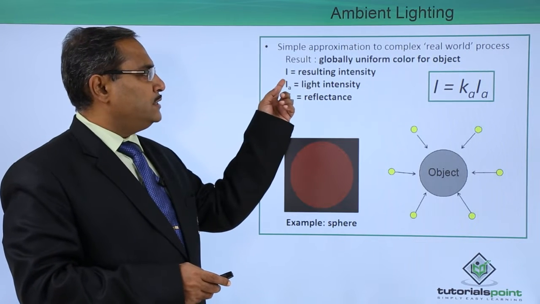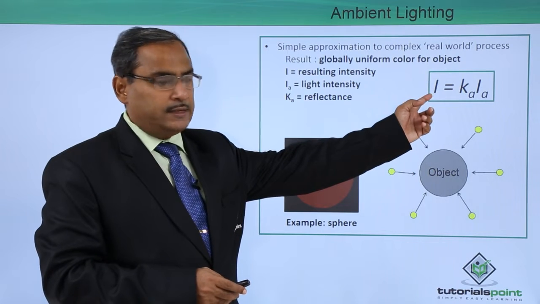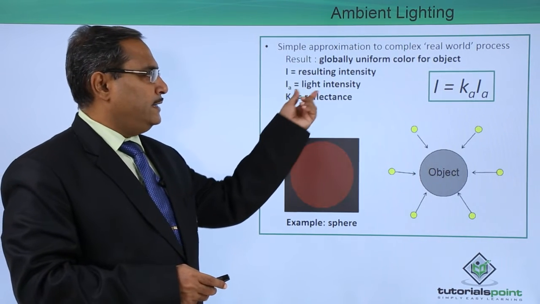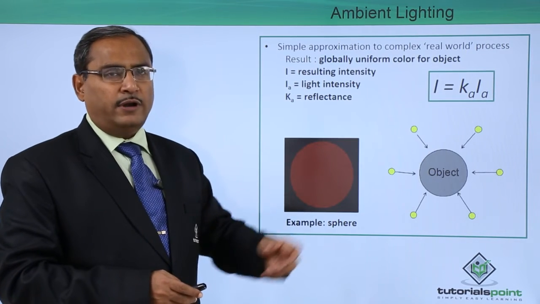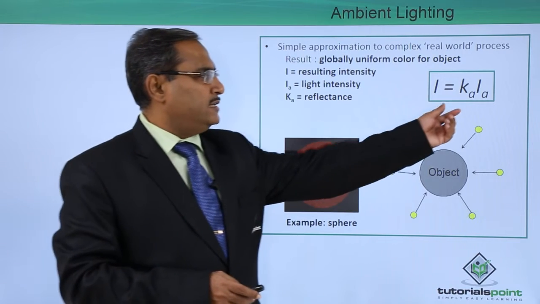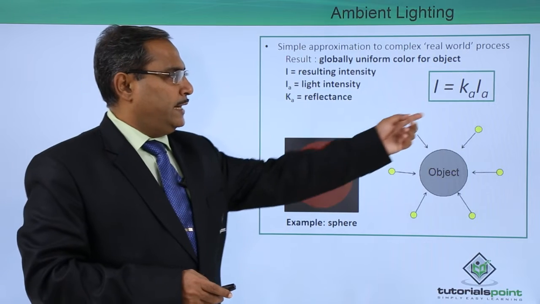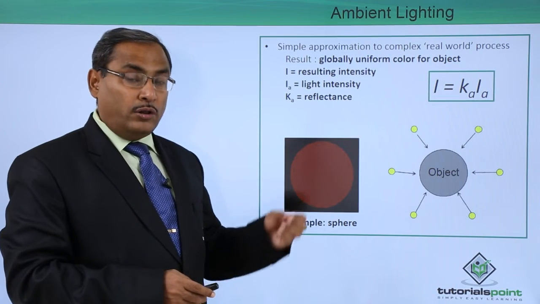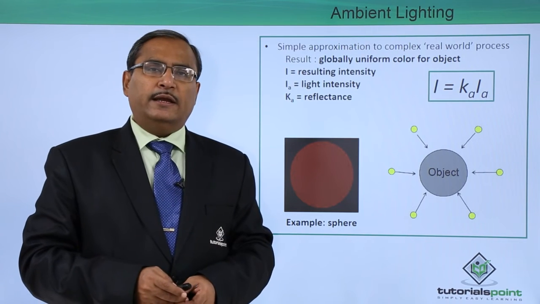So, here if we consider I as the resulting intensity, IA as the light intensity falling, and then Ka is known as reflectance. So, Ka is known as reflectance. In this way, if we consider this, you are getting the resultant intensity on that very object surface. So, in this way the ambient lighting is taking place.